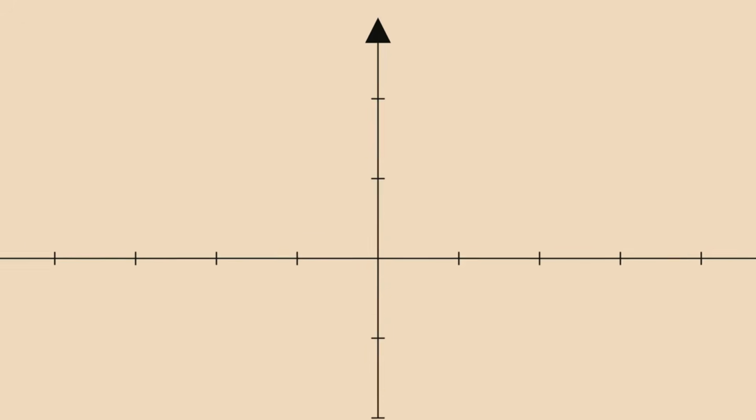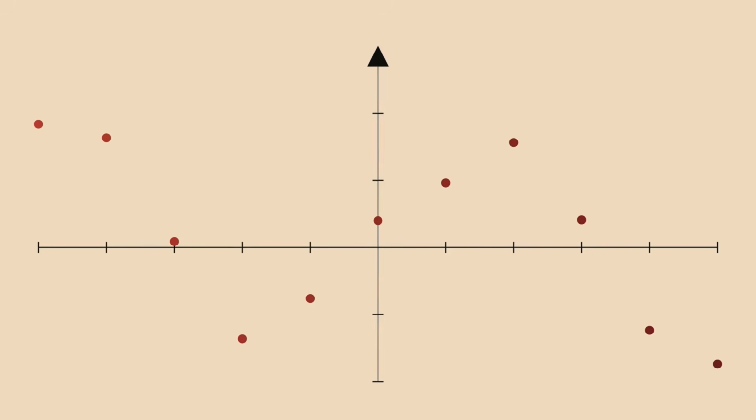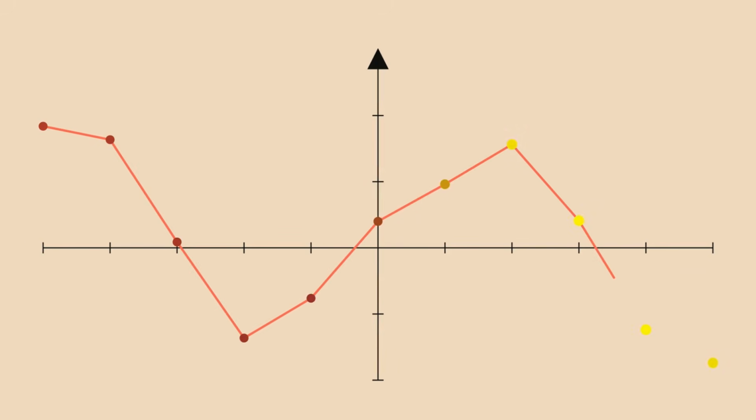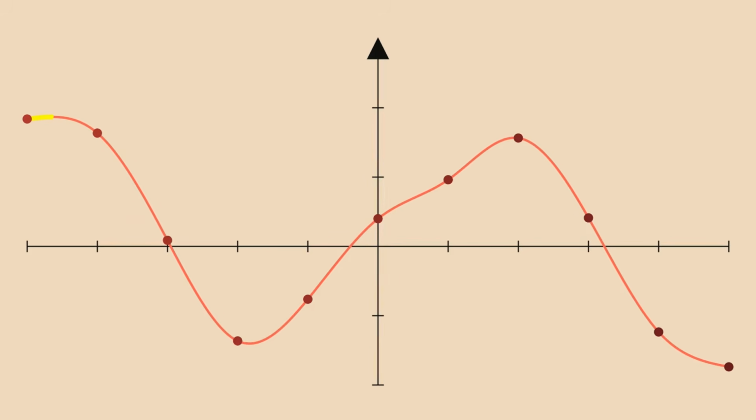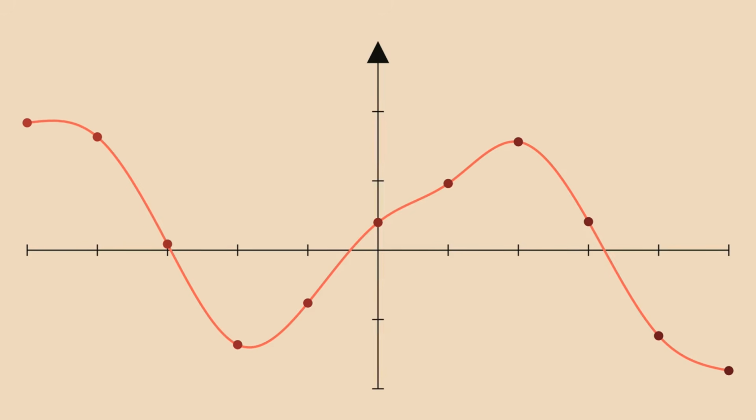Most data are shown as scattered points on a graph. And while the simplest way to connect them is with straight lines, that doesn't always look very smooth. But what if you did want something smooth? Like a curve with no sharp corners or pointy edges? Well, that's a bit more complicated.